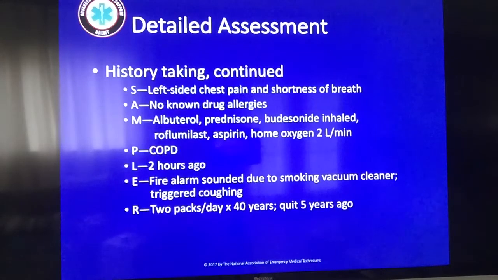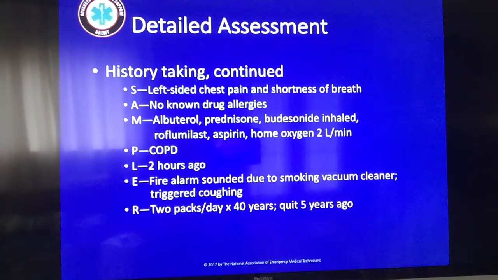We get into the OPQRST, we get into our SAMPLE history. It's on the left side, so it still could be cardiac. His past medical history is COPD, and it happened 2 hours ago. All right, so now there was some issue about smoking, a vacuum cleaner, and some cough that was triggered by that. Is that what's causing it?